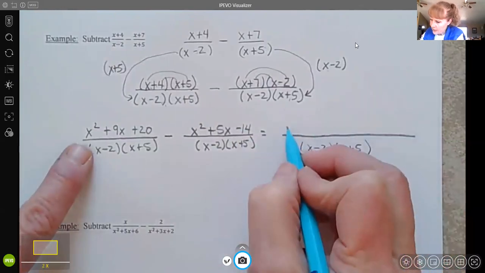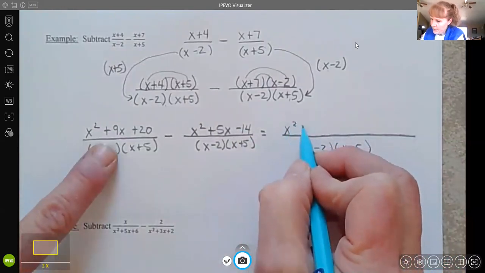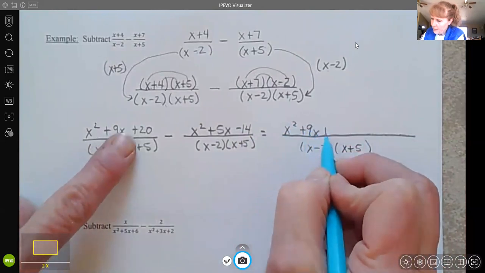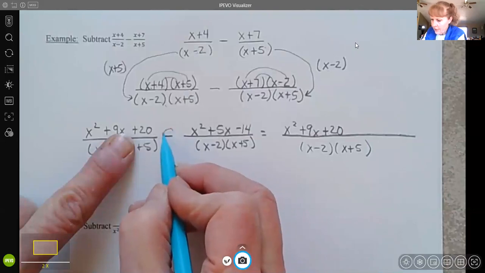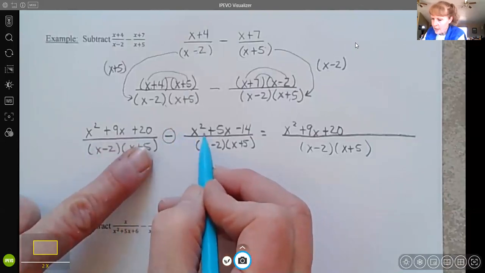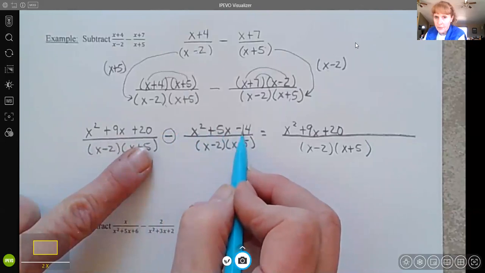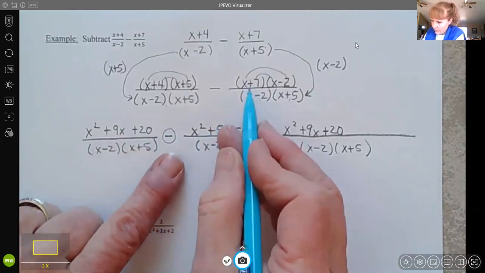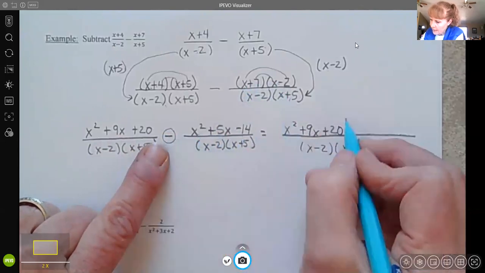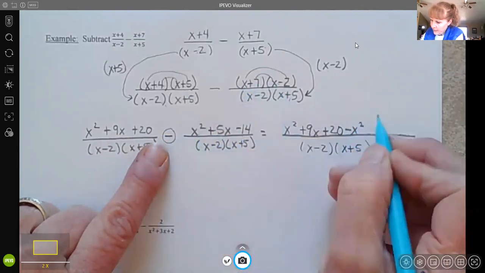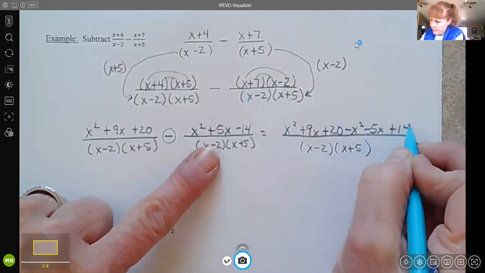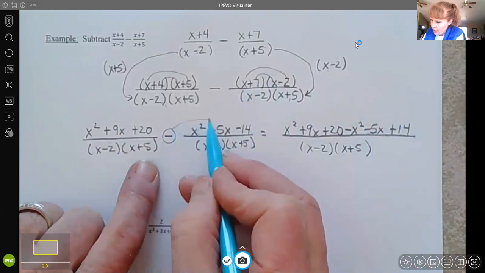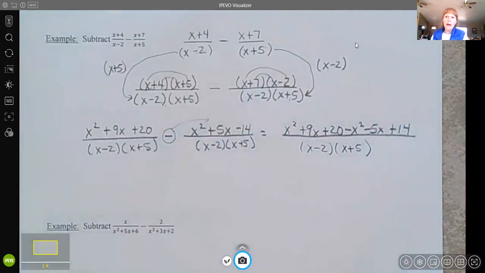Now I'm going to have an x squared plus 9x plus 20. Now remember from the last section, this is going to change the sign on everything in here. So now I multiply that out. So now I'm going to have a minus x squared minus 5x plus 14. So again, this will change those signs. So don't forget to do that. Well, let's see. Let's keep going.